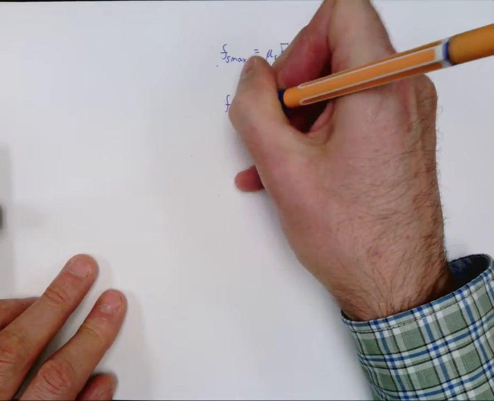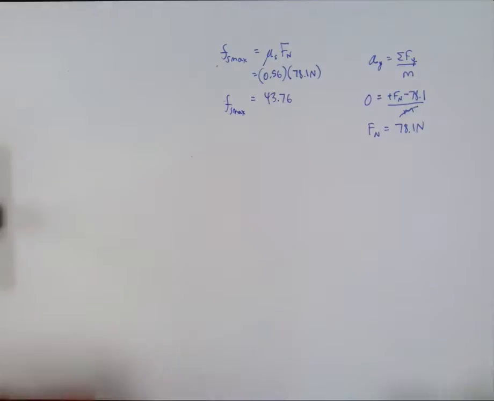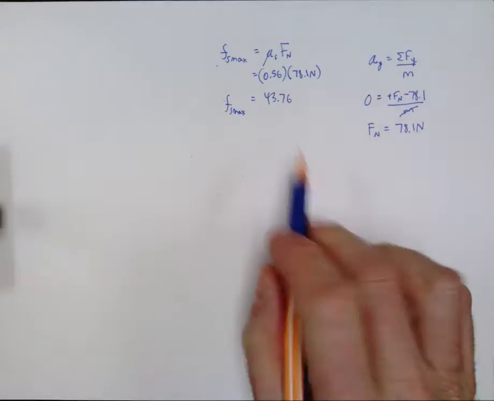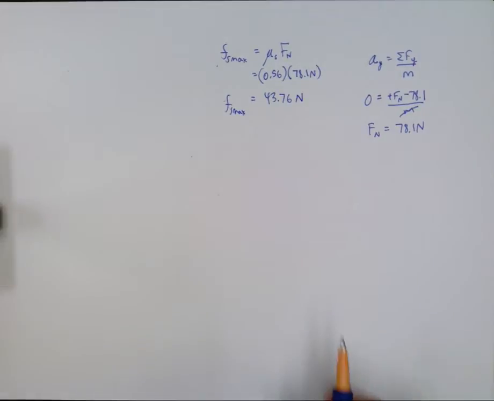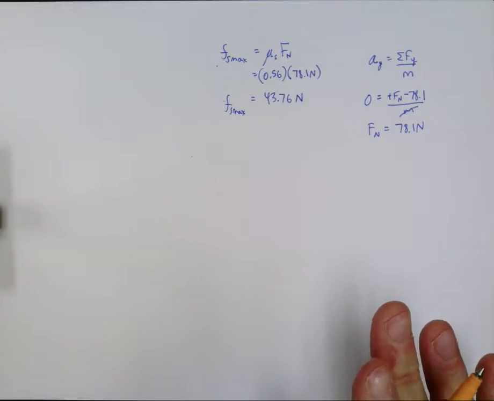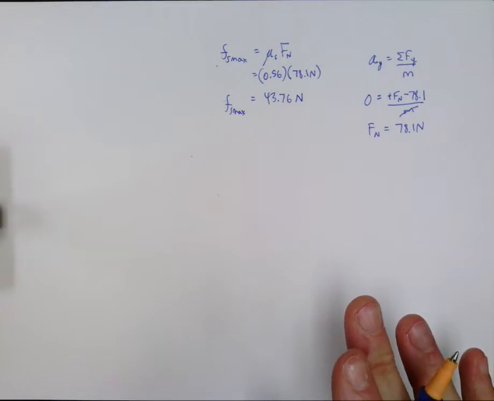So think about what that means. The maximum that static friction can exert is 43.76 newtons. Now it can exert less than that. It can exert all the way down to 0. It just can't exert more than that.